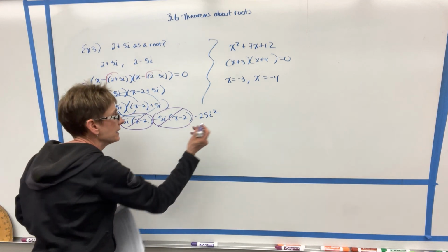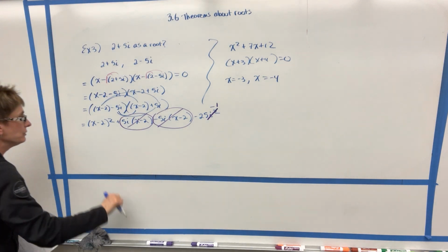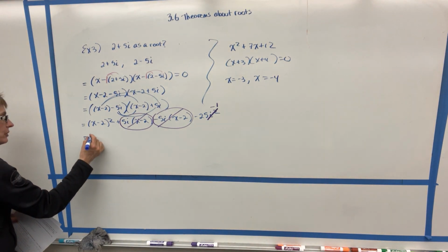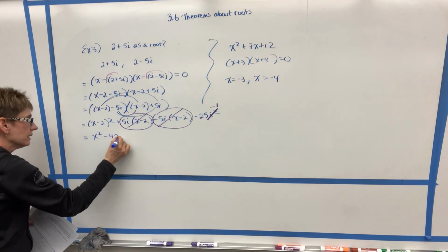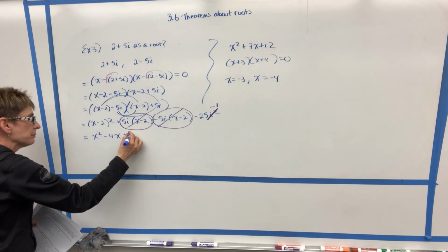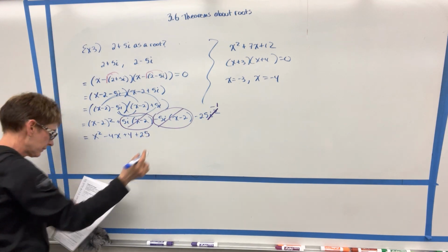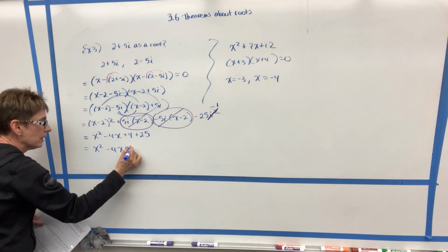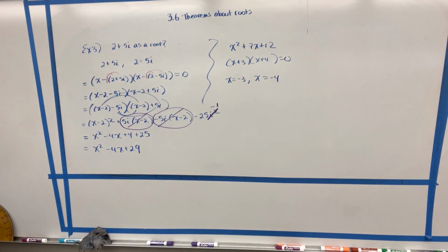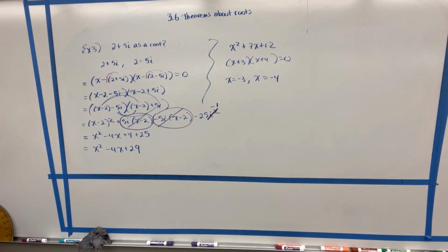Also, keep in mind that i squared is equivalent to negative 1. Now, I do need to FOIL this x minus 2. So that's going to be x squared minus 2x minus 2x. And then negative 2 times negative 2 is positive 4. Here I have negative 25 times negative 1 is positive 25. So I've got x squared minus 4x plus 29. This function right here would have 2 plus 5i and 2 minus 5i as its roots.